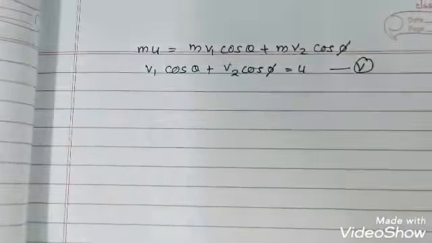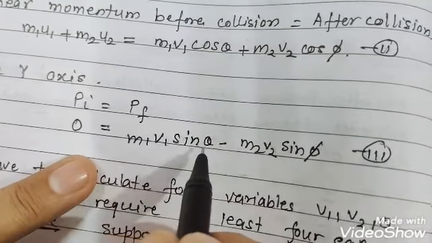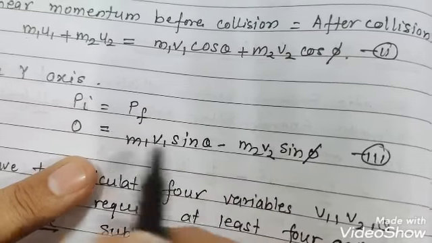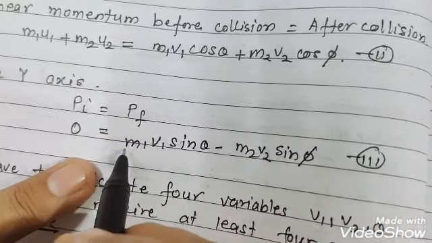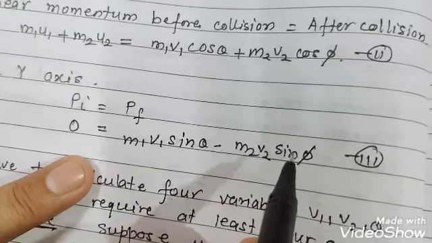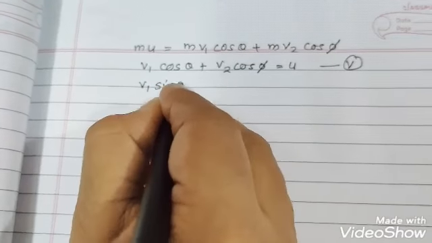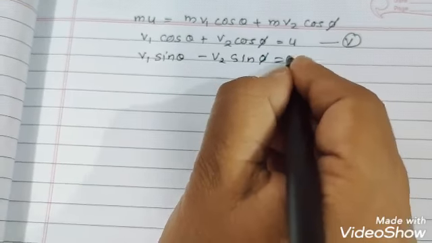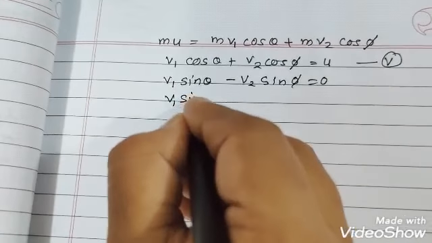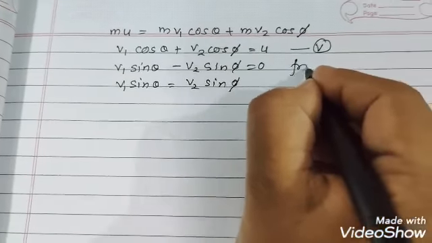Now from equation 3, this is 0 equal to m1 v1 sin theta minus m2 v2 sin phi. In place of m1 and m2 I am just writing m, so simply v1 sin theta will become v2 sin phi. The equation we obtain is v1 sin theta minus v2 sin phi equal to 0, or we can say v1 sin theta is equal to v2 sin phi, and this we got from equation 3.